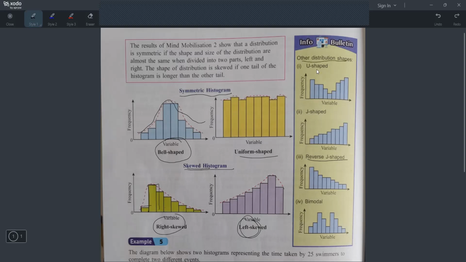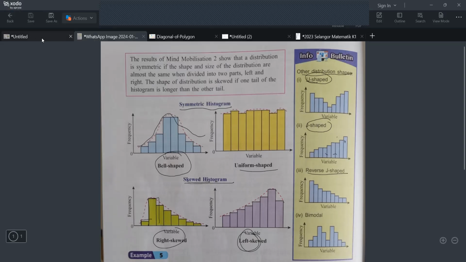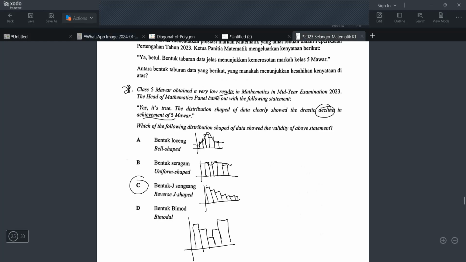And there are other distribution shapes. We have U shape, which is like this, right? And then the J shape is like a J. You see, it's like a J, right? But the reverse J shape is like this, right? See, it goes down, right? And then the bimodal shape is like this, right? Okay, I think I made a mistake. I drew it wrongly, so this one is not a bimodal.